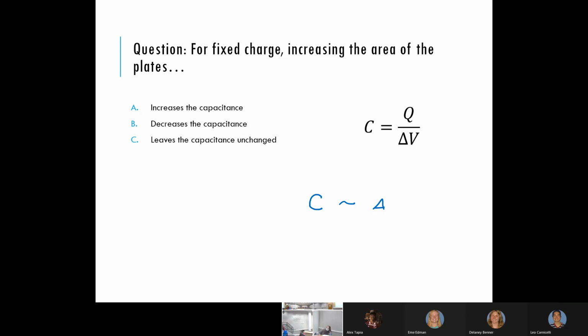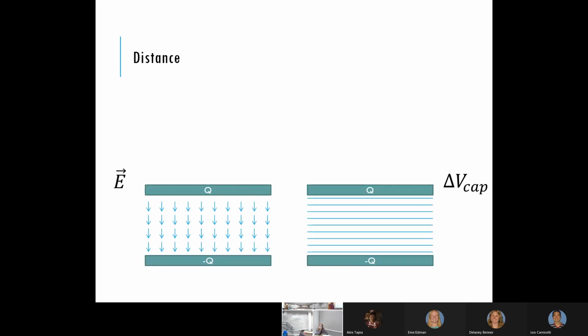Okay. So let's play this game again, but we're going to do something different now. Here we go. Let's say I have set up my charged capacitor, and I've got some established electric field there.